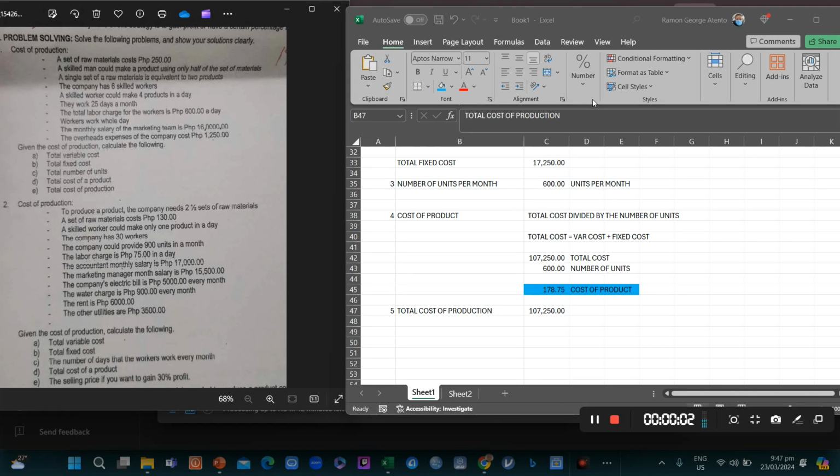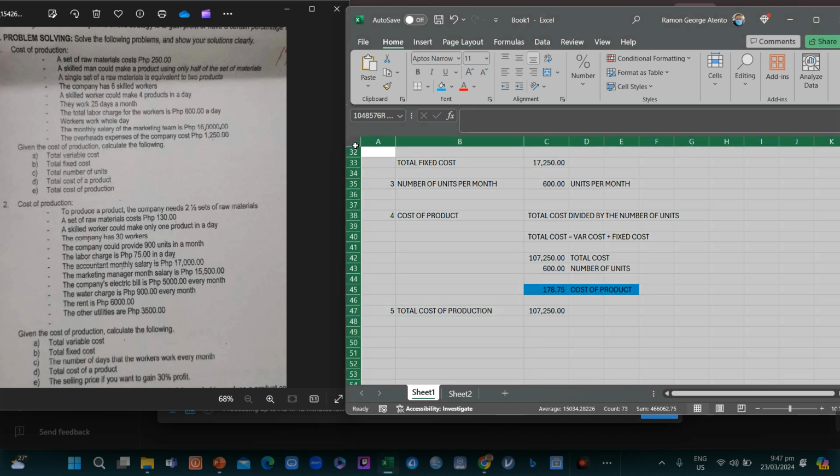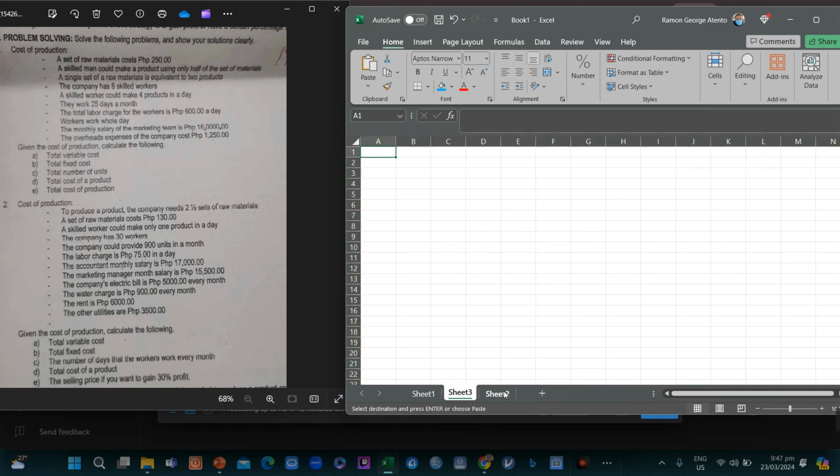Yes, now. Okay, I hope this is also clear. Now we go to the next one. This is the second part of the problem solving. I just cut the lecture because it's a bit long already. So I'll just copy everything to sheet number 3.